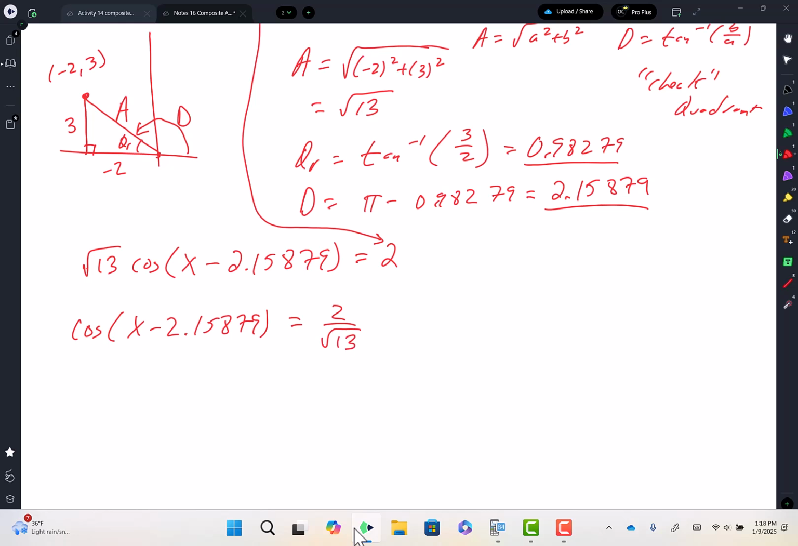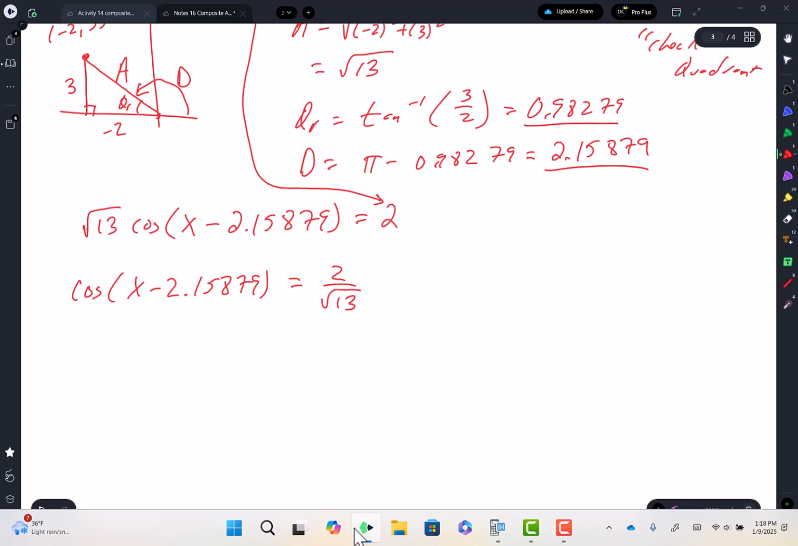Hopefully this looks familiar. Hopefully this is like, yeah, we've been doing that. We did that for a whole 3 weeks. How do I get rid of the cosine? You can say arc or you can say inverse. It doesn't matter which one. Yeah, arc cosine or inverse cosine. So do that to both sides.